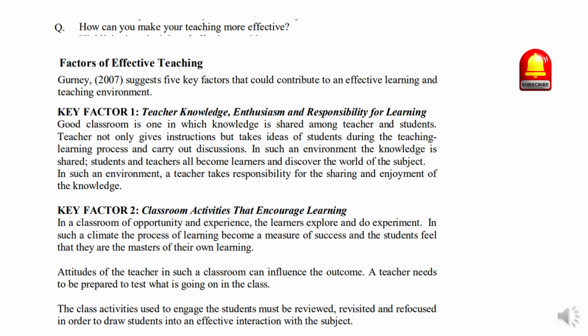The second key factor is classroom activities that encourage learning. Like in a classroom of opportunity and experience, the learner explores and does experiments. So in such a climate, the process of learning becomes a measure of success and the students feel that they are the masters of their own learning. So the attitude of the teacher in such a classroom can influence the outcome. A teacher needs to be prepared to test what is going on in the class.